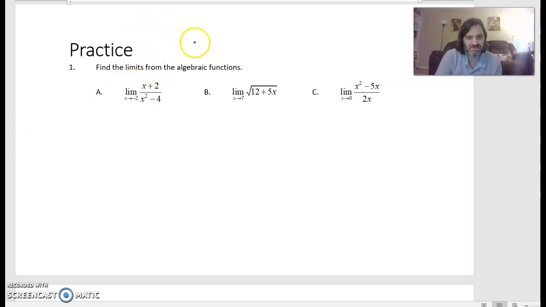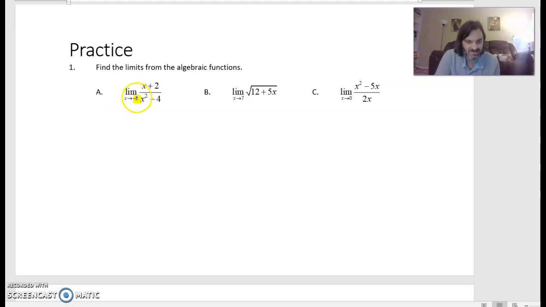Alright, so we're going to do some practice problems of finding the limits. So 1a, we've got the limit as x approaches negative 2 of the fraction x plus 2 over x squared minus 4. And very quickly, if you try and plug in that negative 2, you get 0 over 0. So that gives you some cause for worry.